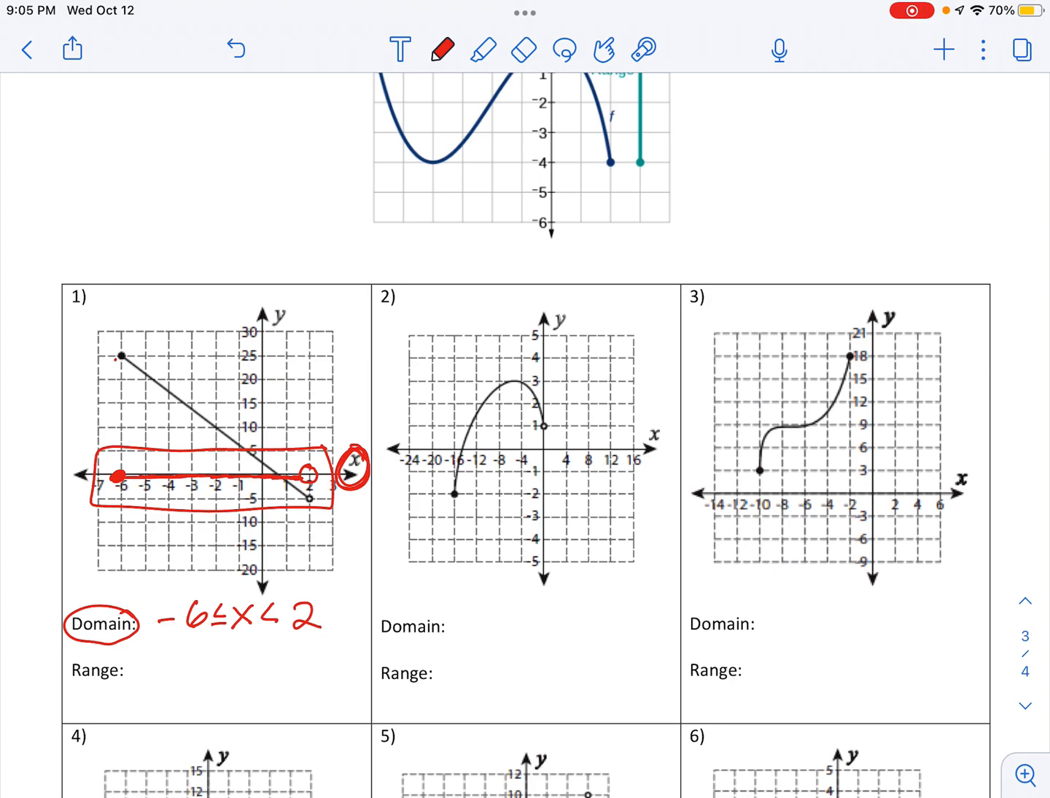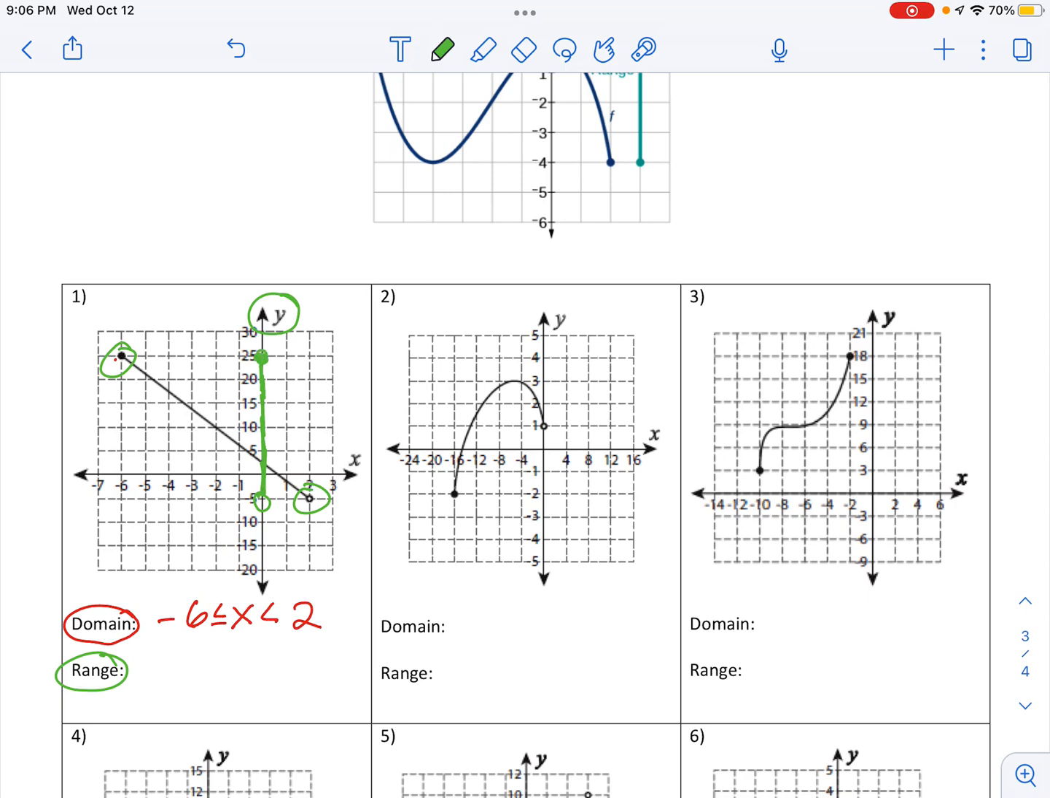Then to do the range, remember we're going to be looking at the y-axis. We'll start at the lowest point that we have. If we start at our lowest point on the y-axis, it'd be right here at -5, this part of the graph. At -5, we have an open circle, and the graph continues all the way up until we hit this point right here. At 25, there's a solid circle.